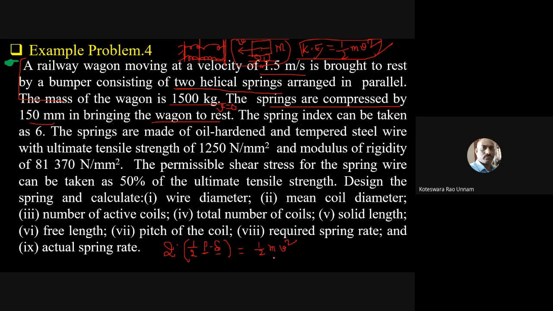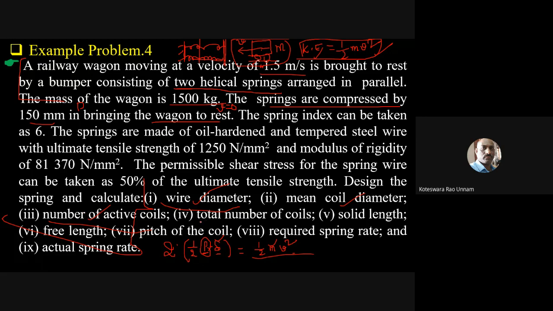In this, the right side is completely known to us. M is given, V is given. On the left side, delta is given, the only unknown is P. So therefore, I can calculate P. Once I have P and delta, the remaining procedure of designing the helical spring is the same. You need to use the stress equation to find the wire diameter and mean coil diameter, and the delta equation to find the number of active coils.